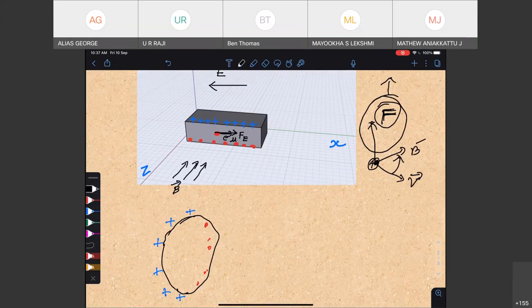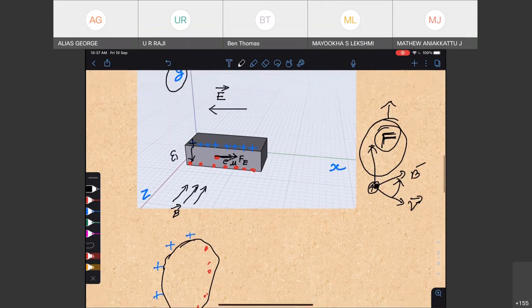Now you can see that there is a positive charge and a negative charge, and there is a separation between them. So an electric field can appear in the y direction, from positive to negative. This is not the applied electric field. It is different from that electric field. This is an induced electric field.